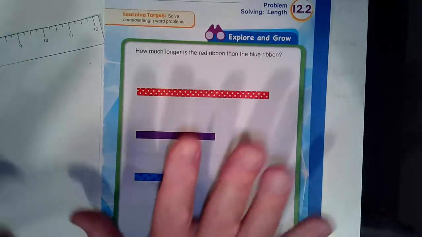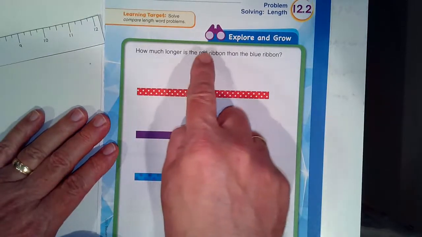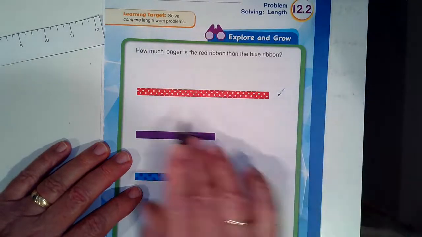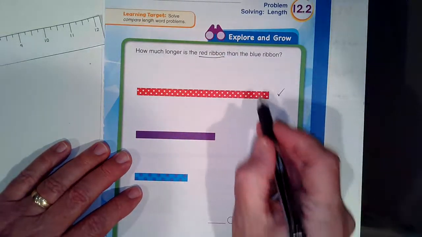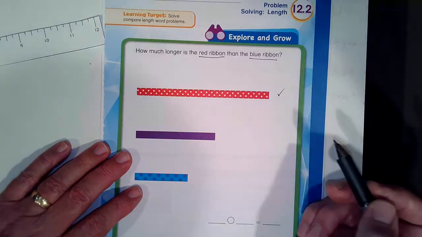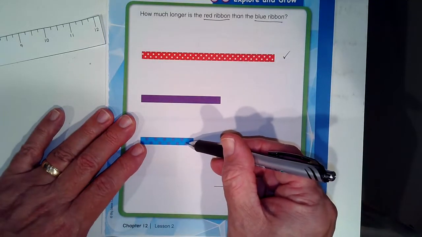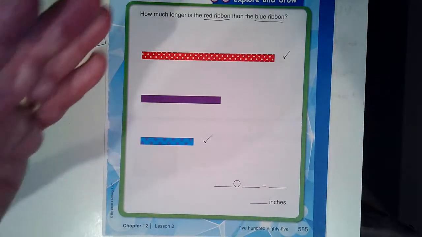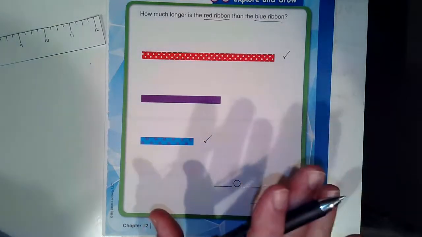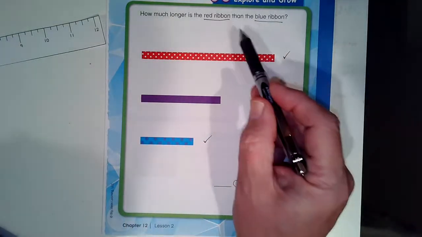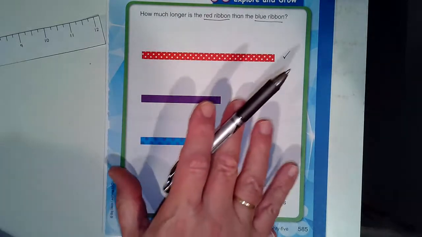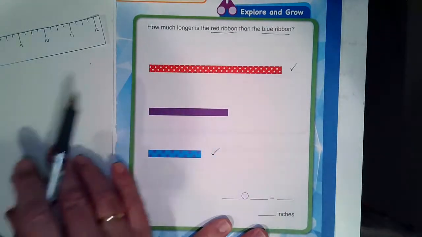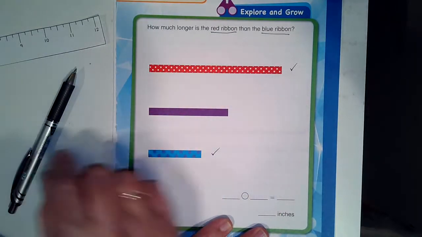Oh, one thing I almost forgot. How much longer is the red ribbon? So, I'm going to make a mark here. The red ribbon than the blue ribbon. Now, blue down here, that is the one that I want to look at. This is an example of something that books do, that tests do when they are trying to find out if you are paying attention. Here's my advice.